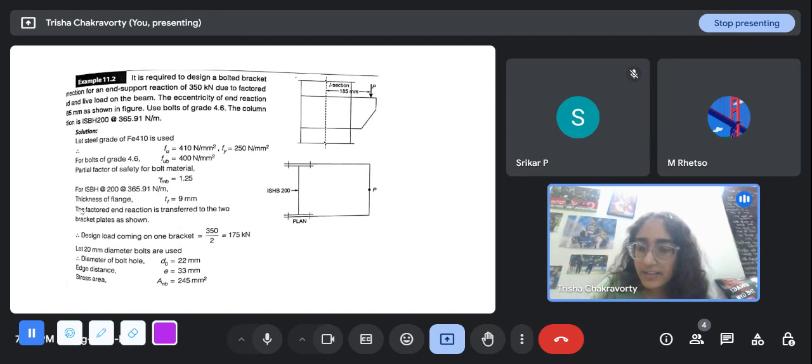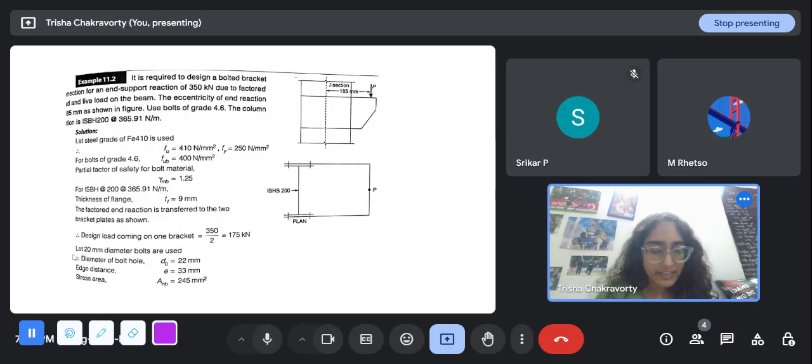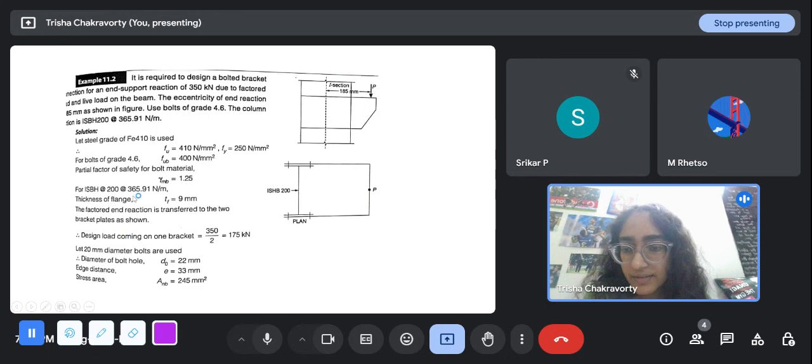These details will be there. ISMB 200 is a fixed section whose properties are listed in that code. So the thickness of the flange is 9 mm. The factored end reaction is transferred to the two bracket plates.